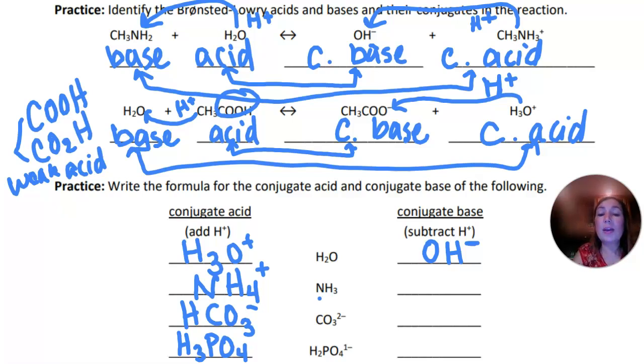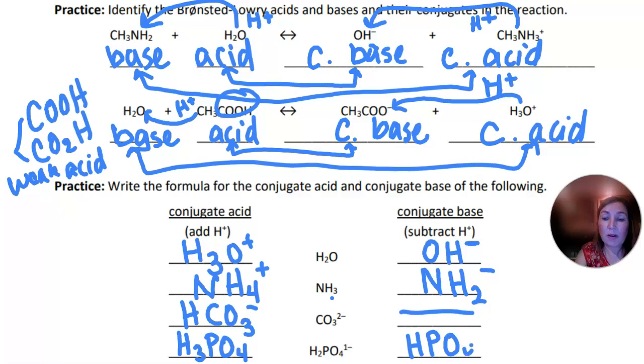Okay, the conjugate base of NH3, we've got to subtract an H plus. We end up with NH2 minus. Of CO3 2 minus, subtract an H. There's no H to get rid of, so we can't do that one. That one can't happen. How about getting rid of an H here? We'll end up with HPO4, and now it's 2 minus. So this concludes our introduction to acid-base equilibrium reactions.